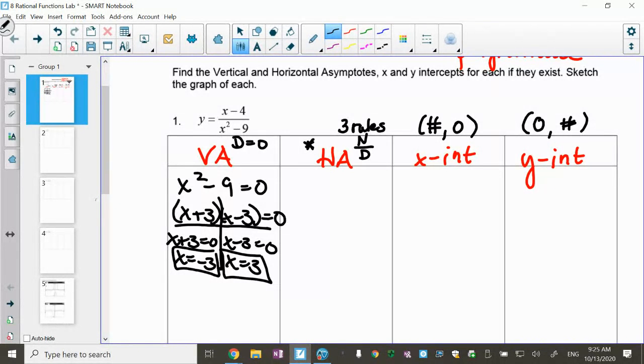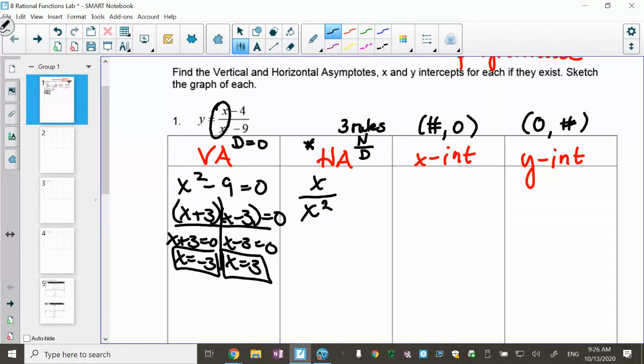Horizontal asymptote, you take the 3 rules. You take your numerator over your denominator. What's that mean? When you take the power, so basically you're just going to write this. And I see the power in my numerator is smaller than the power of the denominator. That's one of the 3 rules. What does that tell you? If you don't know, look in your notes, because I did this in the notes. This was a video you're supposed to watch for today. What does it say if the power in the numerator is smaller than the power of the denominator?